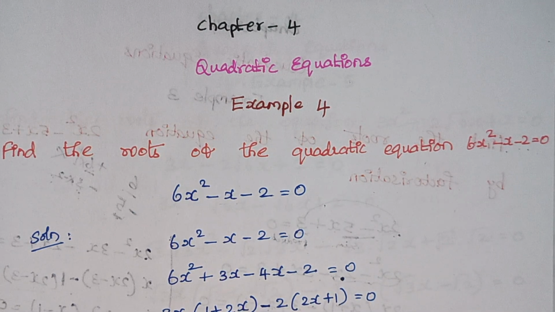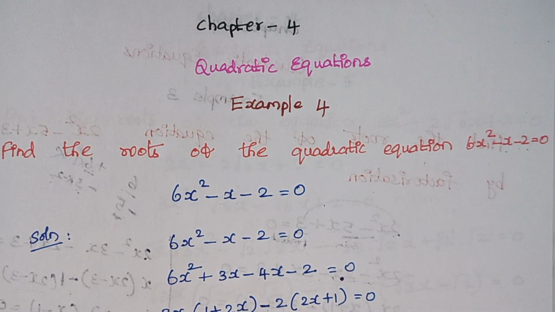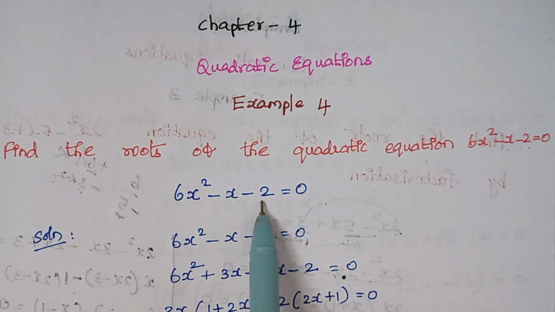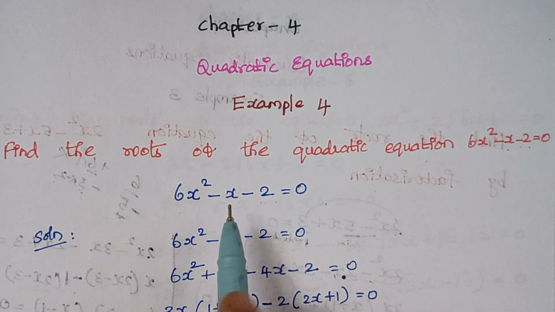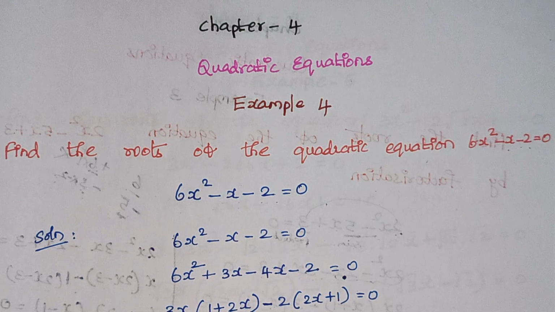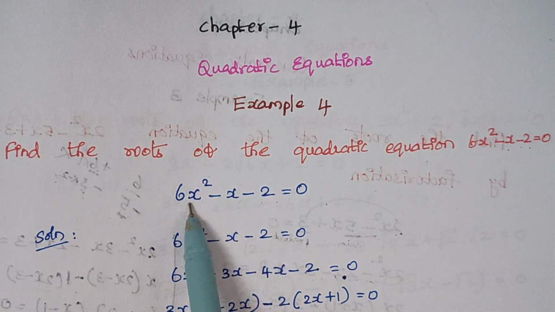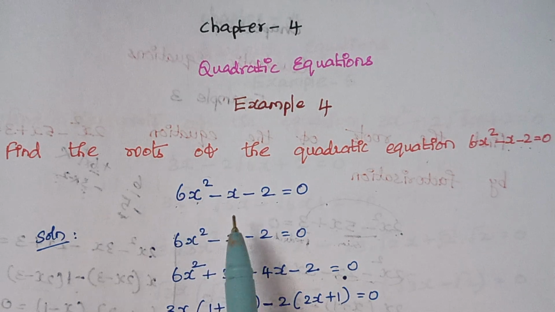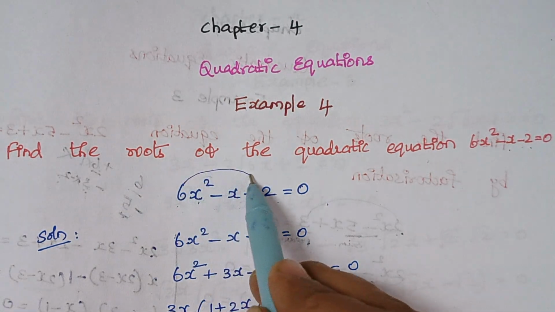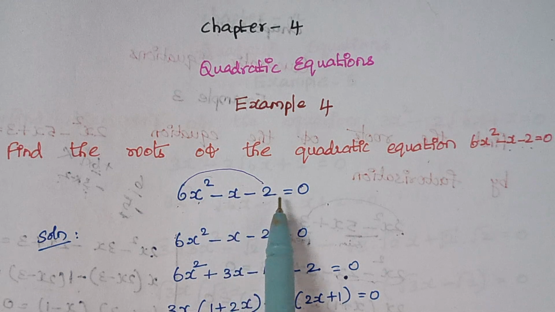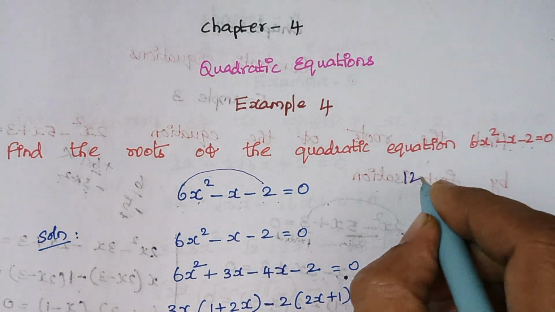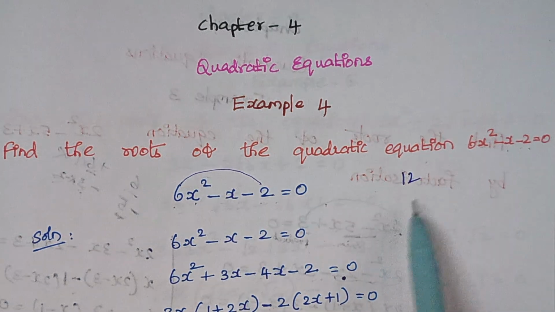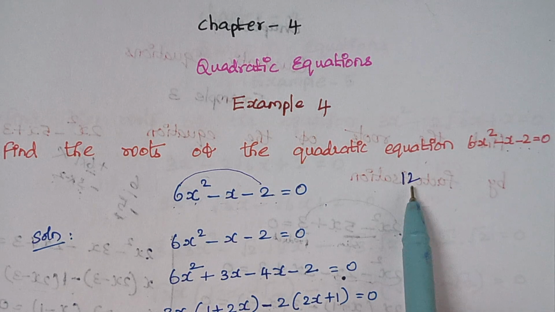As we all know, we have to find two numbers such that when we multiply we should get this number and when we add we should get this number. Here we have 6 as the coefficient of x², so you have to multiply these two terms. 6 times 2 is 12, so you have to select two numbers such that when they are multiplied you get 12.